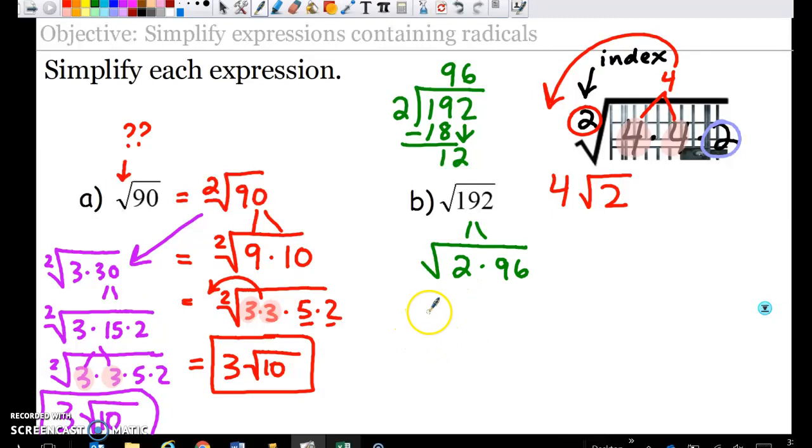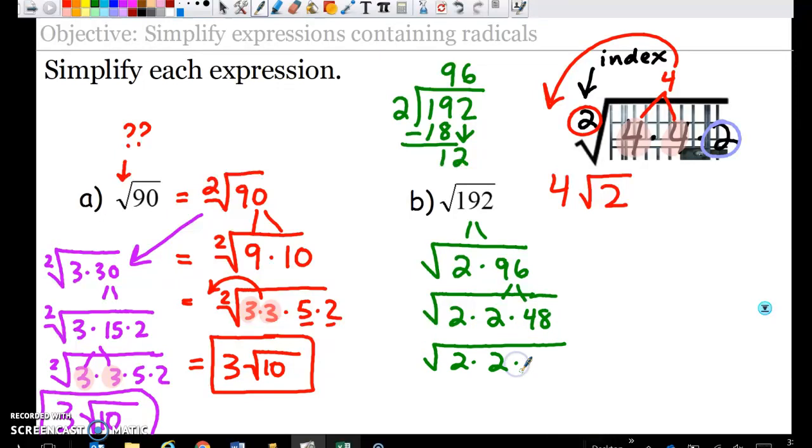I still don't have any buddies to help break out of jail, so I'm going to keep going. 96 is even again, so it's going to be 2 times 48. You have to trust me on this. I don't have time to go through all of this. And I can still factor. You want to factor as much as humanly possible. This is 16 times 3.